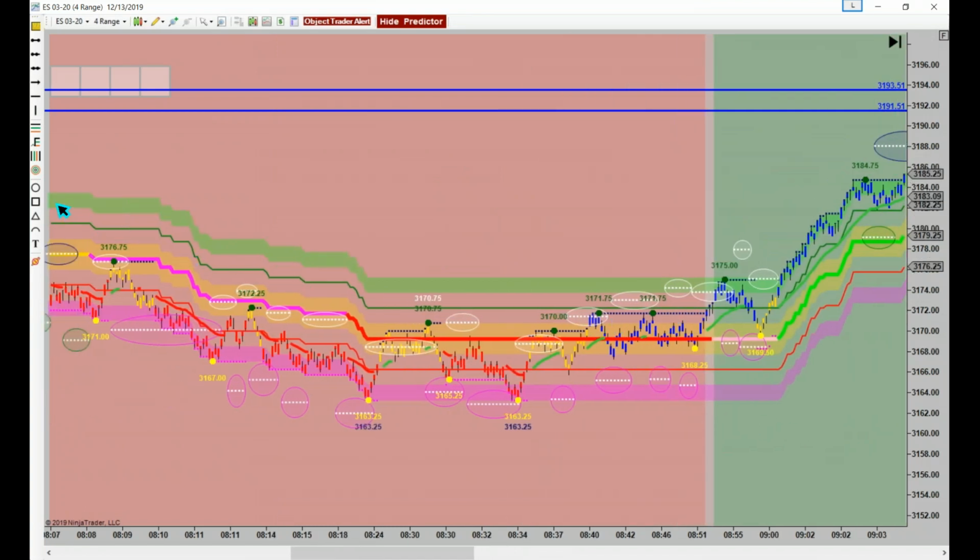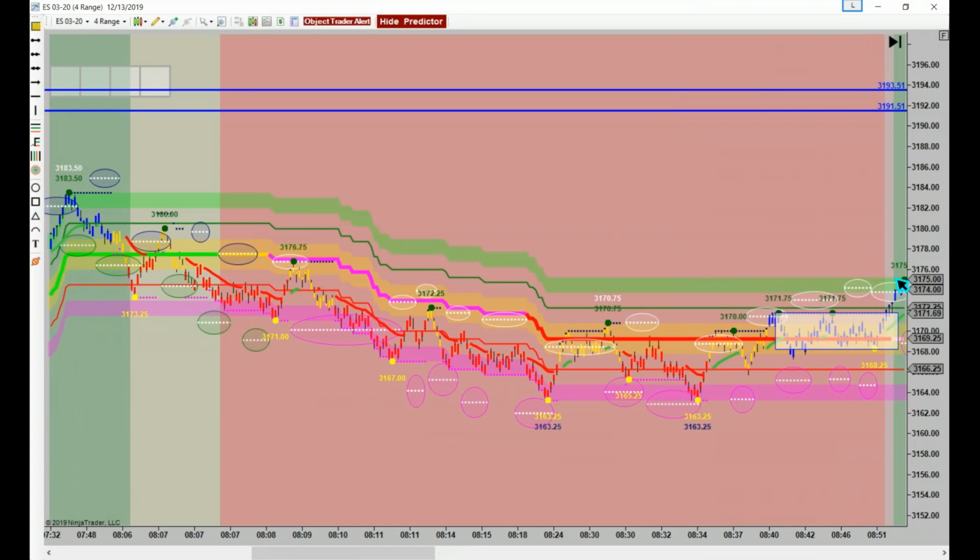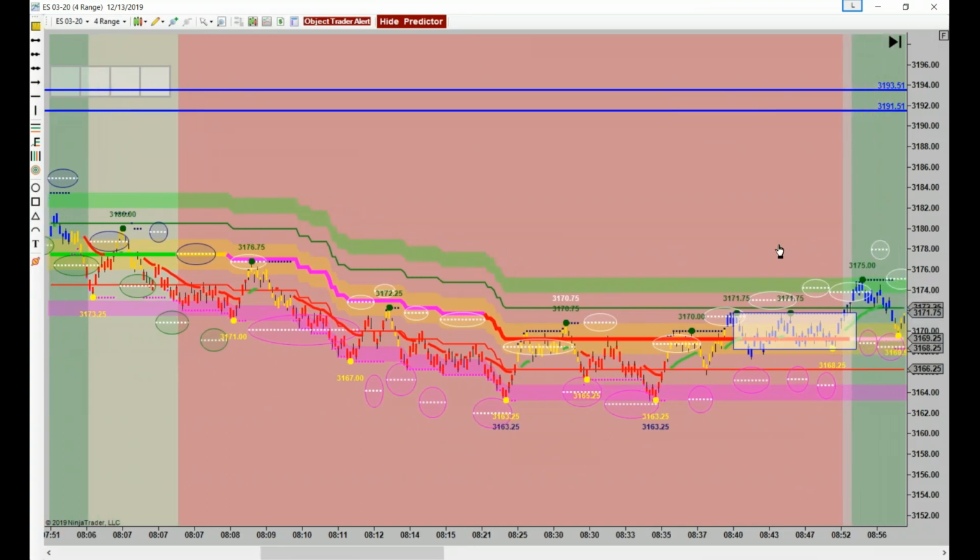Now here's an example of one right here. Let's say that you had seen this at 8:51 in the morning and you took this big box. Now granted, it did give you some coin, but if it went back in the box, you stopped out. That one didn't do a thrust, pull back into the box, and then take off. That's why I don't like big boxes.